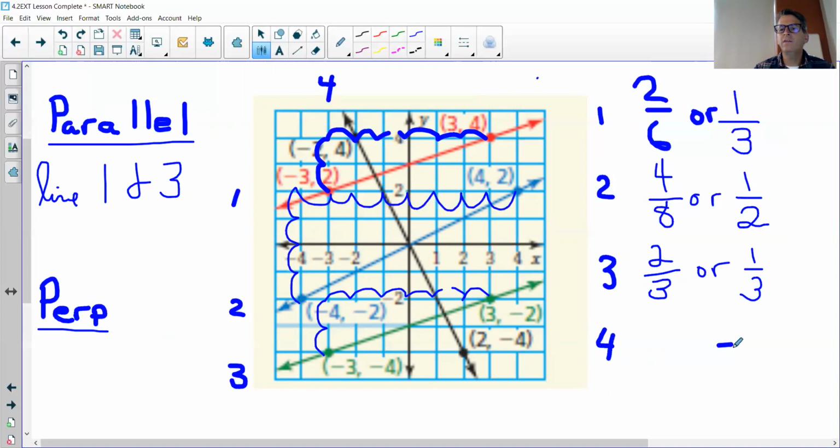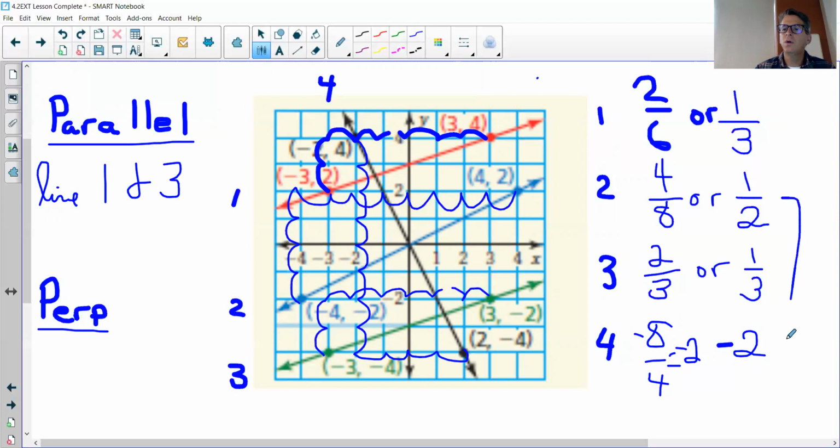This is where we're going to have a negative slope line. We're going to go down 1, 2, 3, 4, 5, 6, 7, 8. Then we're going to go over 1, 2, 3, 4. So a rise of 8, run of 4, which is equal to 2, and it's a negative 2. So you can see here that lines 2 and 4 are perpendicular because they're opposite reciprocals of each other.